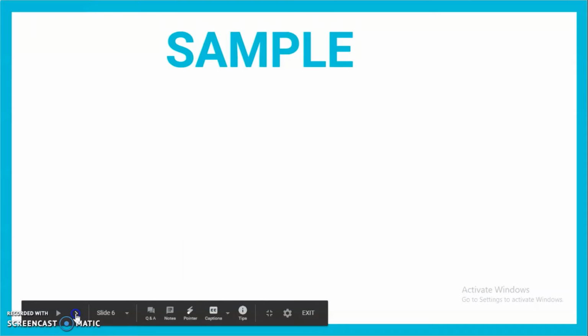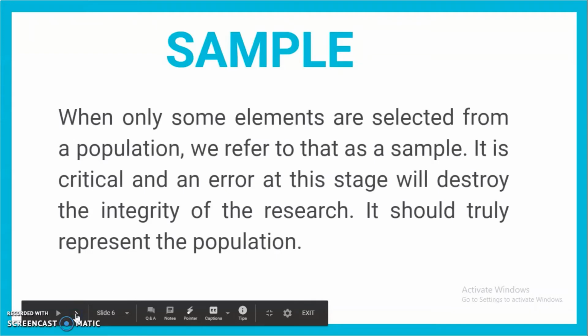But we can't include every subject, every member of that population into our research. If we are taking every member of that particular population, we call it census. We don't use a census method because we can't collect the data from each and every member of the population. So we are selecting a few members from that particular population for our study, and that selected group we call a sample. When only some elements are selected from a population, we refer to that as a sample.